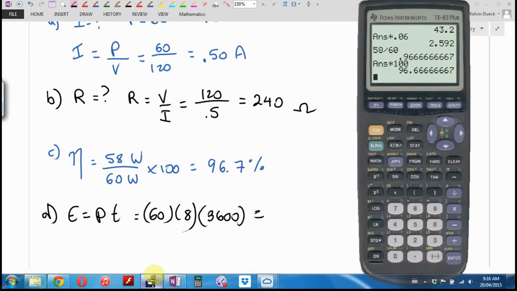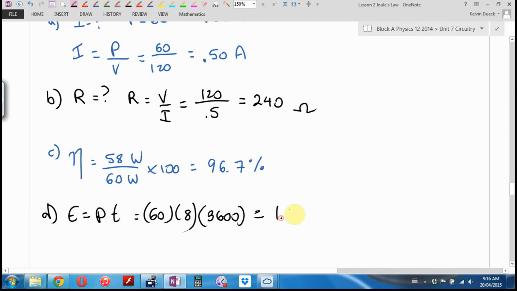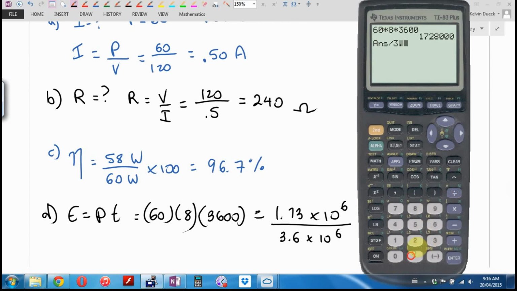So leaving this bulb on for 8 hours is going to use 1.73 times 10 to the 6th joules. You know what? I'm going to convert this to kilowatt hours right now. So I'm actually going to divide by 3.6 times 10 to the 6th. And the reason is the next question wants cost, and I calculate cost using kilowatt hours. So since I have this on my calculator, 0.48, just about almost half a kilowatt hour.